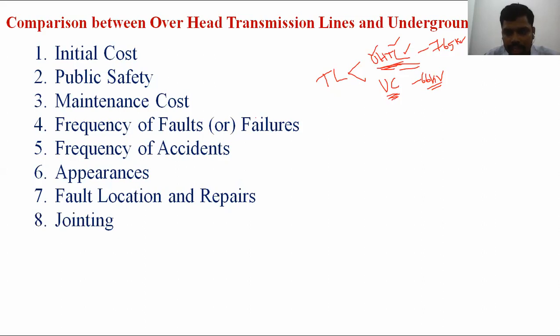And the next one, jointing. In the overhead transmission line, jointing is easy. We use the same aluminum conductor, that is nothing but the ACSR conductor, aluminum conductor steel reinforced. The jointing is very, very simple. But in the underground cable, the jointing is very, very difficult.